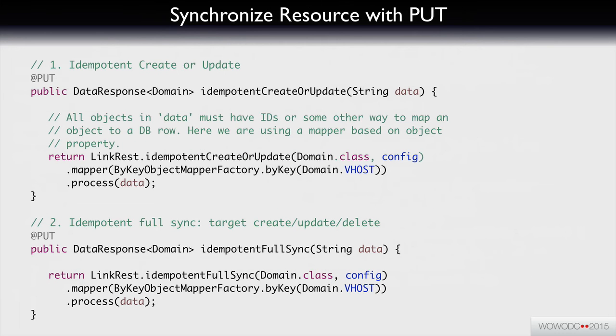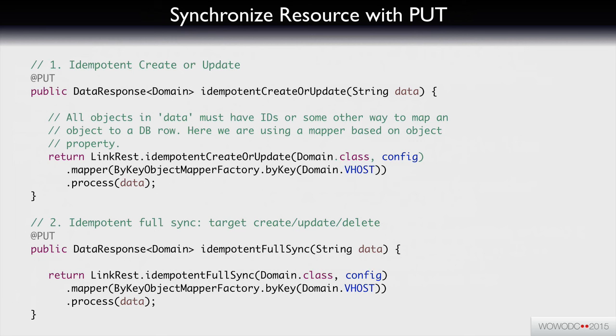Now PUT. And PUT is great for synchronization because it's idempotent. You can rerun it, and essentially it just resets the state of your server-side collection or database table into what your client passed to it. So we have different methods to start these idempotent requests, and one is called idempotent create or update. So we don't have just create because there's really no point. And the second form is idempotent full sync. And for full sync, it means that it will also execute a delete if needed.